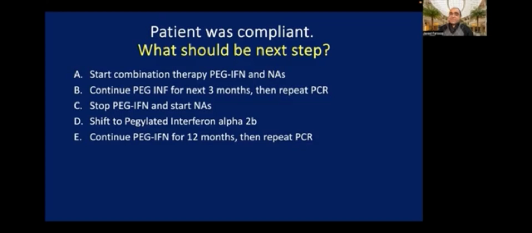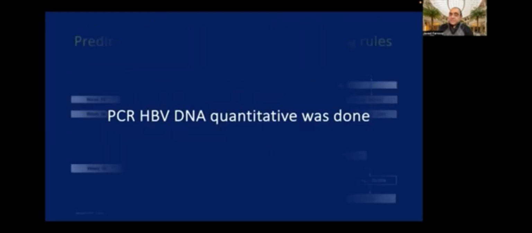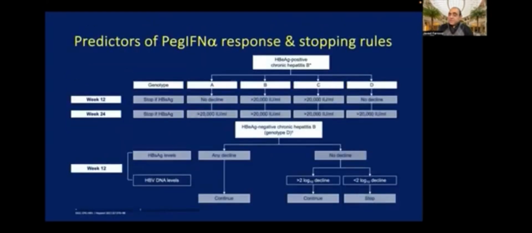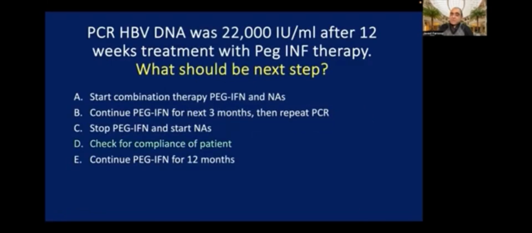And let's see what's the answer. The answer is stop pegylated interferon and start NAs. And the reason, I told you, is that though we have not checked the HBs antigen titers, as there is less than 2 log drop here, you presume there is no decline, and you stop the patient's pegylated interferon, and you now start with the oral drugs.